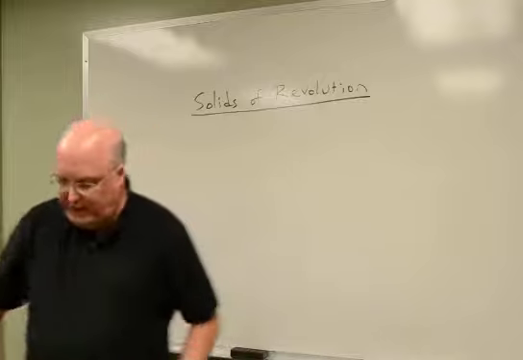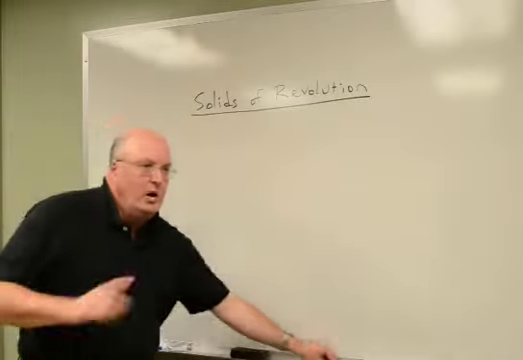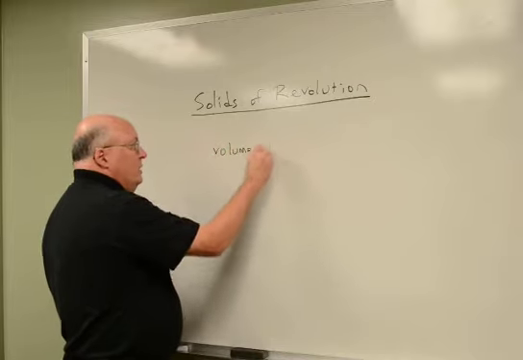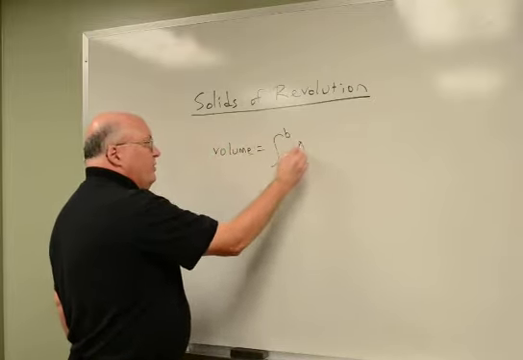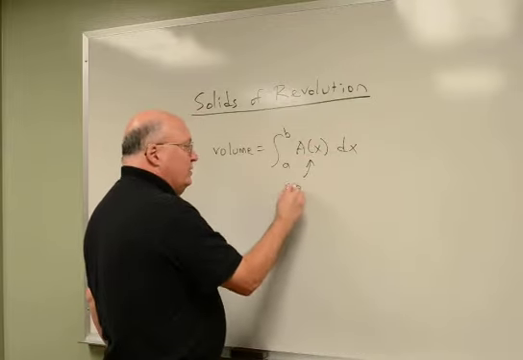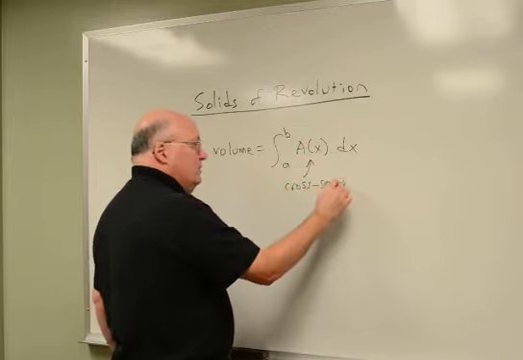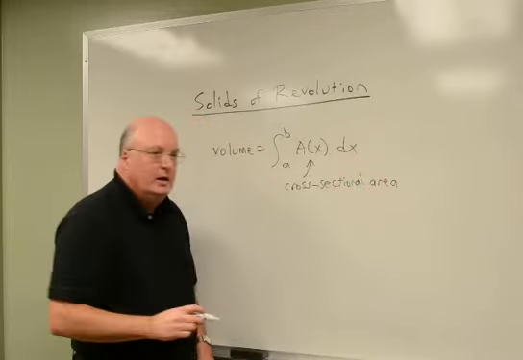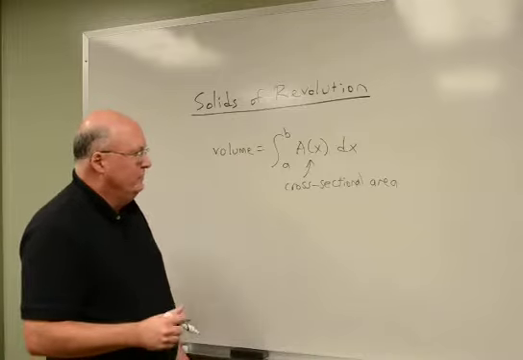Alright, so how could we find a volume then? We already know from before that volume is the integral of the cross-sectional area. So again, A of x was the cross-sectional area. So that's something we discovered in a previous video.